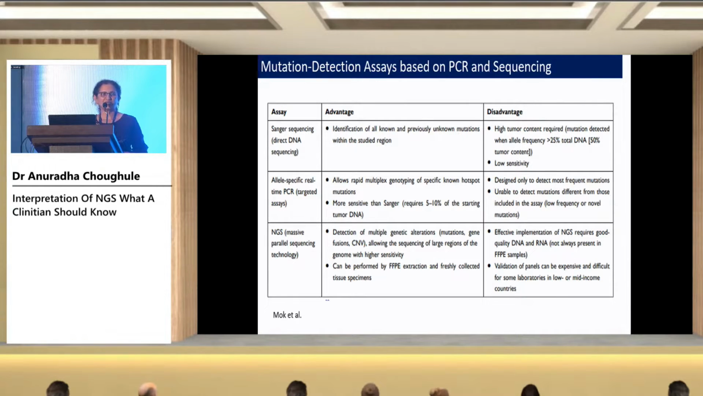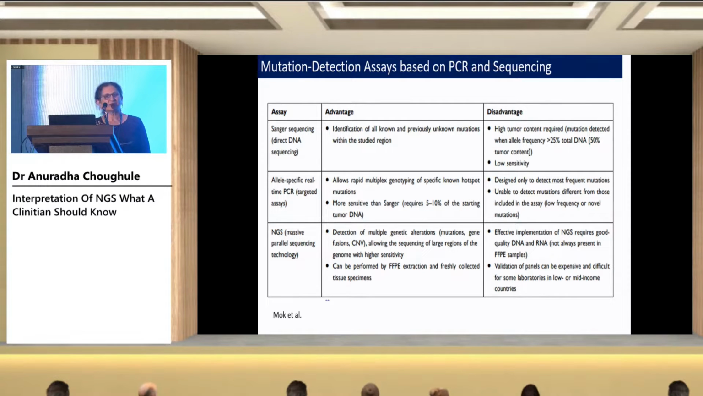So single gene detection with allele specific PCR is again a disadvantage, because these assays are mostly designed to detect only one mutation at a time, or one gene at a time. And it is unable to detect mutations different from those included in the assay, so you can only depend upon the commercial kits. In our experience, we have missed a lot of exon 20 insertions when we used commercial kits like Cobas or other commercial kits which are available. So you tend to miss the exon 20 insertions on real-time PCR.